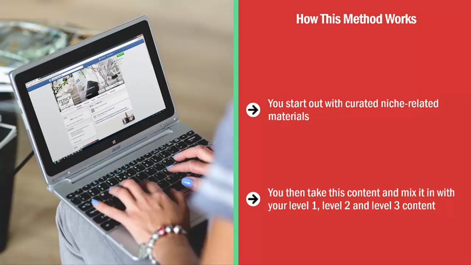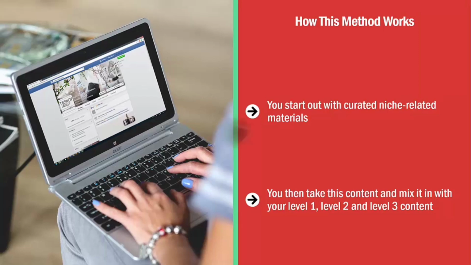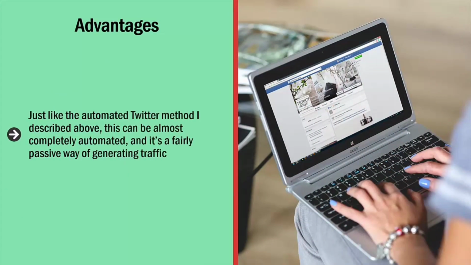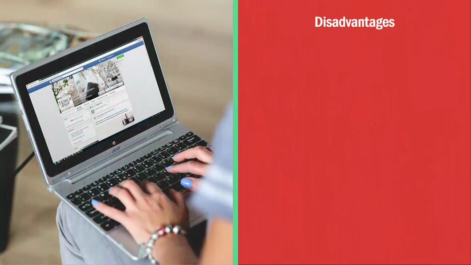An alternative to this is to build a group and add active posters that you find in niche groups and the niche pages you monitor. Advantages. Just like the automated Twitter method I described above, this can be almost completely automated, and it's a fairly passive way of generating traffic. Disadvantages. Traffic can be very erratic. On some days, you can get quite a bit of traffic because you shared really high-quality content. On other days, people might not be all that responsive.